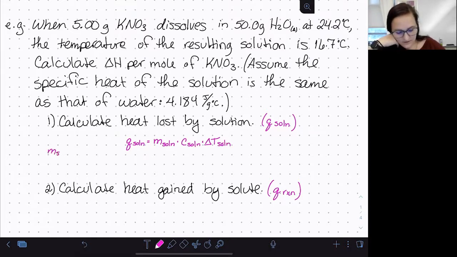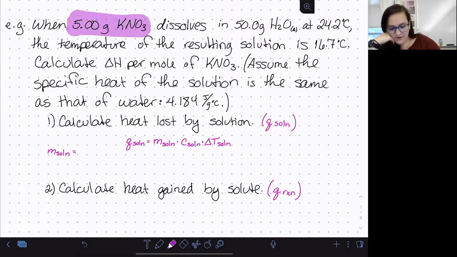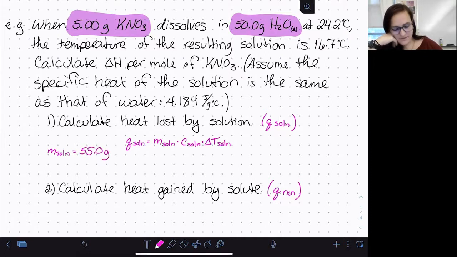So the mass of our solution, remember, is the whole thing, solute and solvent together. So we had 5 grams of solute dissolving in 50 grams of solvent, gives us a total mass of 55 grams. We were told that we could assume the specific heat was the same as that of water, which is 4.184 joules per gram degree Celsius.